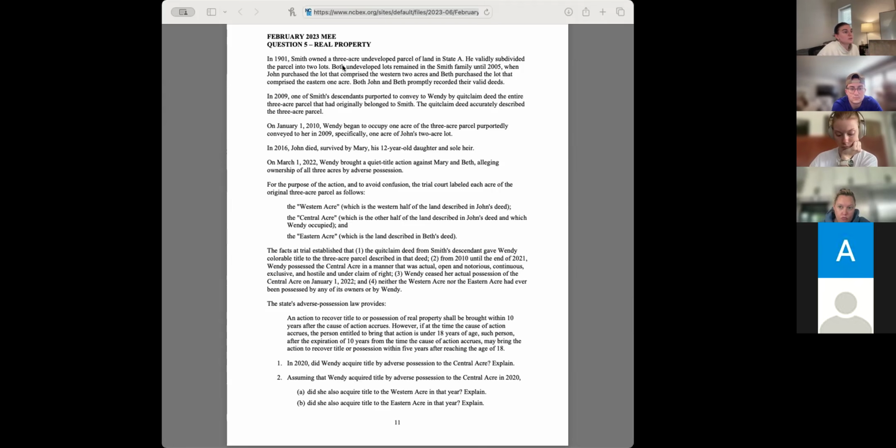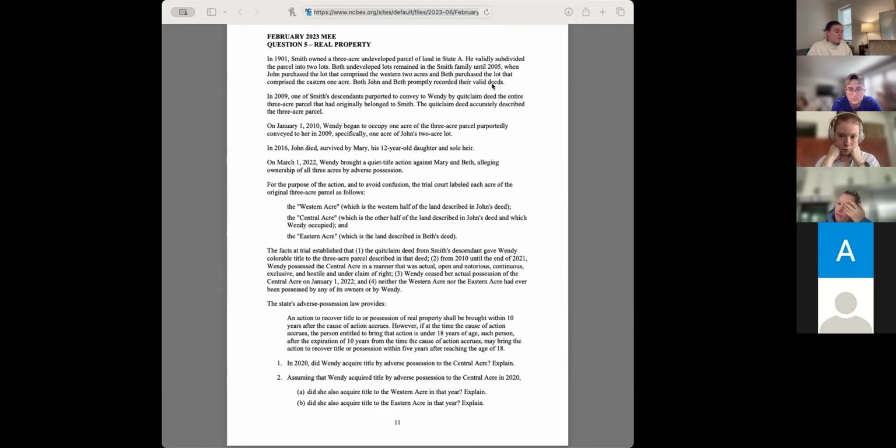In 1991, Smith owned 3 acres of undeveloped parcel of land in state A. He validly subdivided the parcel into 2 lots. Both undeveloped lots remained in the Smith family until 2005 when John purchased the lot that comprised the western 2 acres, and Beth purchased a lot that comprised the eastern 1 acre. Both John and Beth promptly recorded their valid deeds.